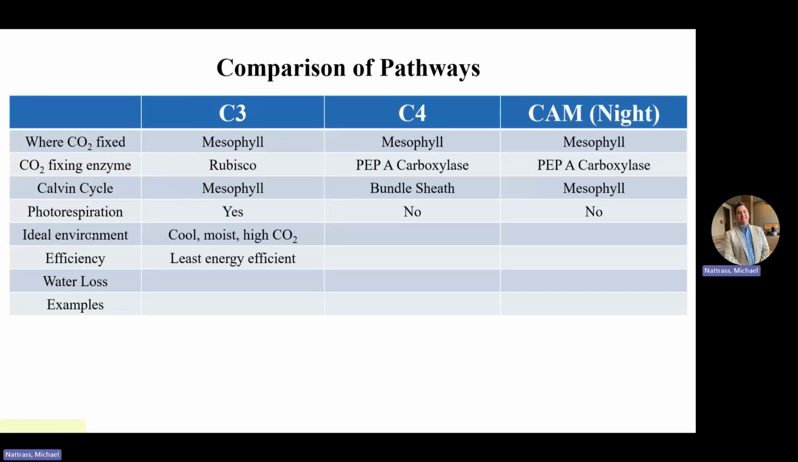And so when we're talking about the energy efficiency, because the potential for photorespiration can occur, it is the least energy efficient. C4 plants, on the other side of that, remember, can handle high light intensity and hot, dry conditions. This is likely to be what we're expecting to see in the future. And it is moderately efficient. It is better than C3.